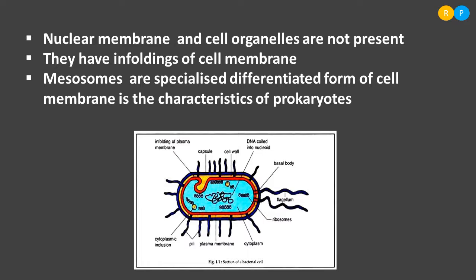Mesosomes are a specialized differentiated form of cell membrane, a characteristic of prokaryotes. Prokaryotes like bacteria consist of infoldings of the cell membrane. That infolding is named a mesosome. We can observe it in the bacterial diagram here. The infoldings of the cell membrane that we can see here towards the cytoplasmic region are named mesosomes. It performs many functions in the bacteria. That we will study in our upcoming video.